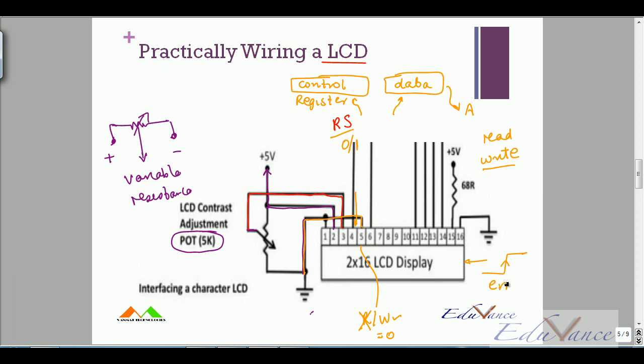So always at the positive edge of my enable, it acts like a clock to my LCD. So when I give a positive edge at pin number 6, at that time my LCD understands that I have to do a read or a write or basically even a control instruction.